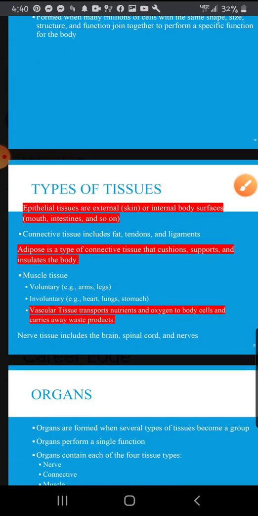So types of tissues, there's 3 test questions right here. It says epithelial tissues are external skin or internal body surfaces, mouth, intestines, and so on. So epithelial is a part of the body in the mouth. It's going to ask on the test what tissue lines the mouth, and it is epithelial, okay? So adipose. Adipose is a type of connective tissue that cushions, supports, and insulates the body. So that's another test question. Adipose. That's going to be the answer.